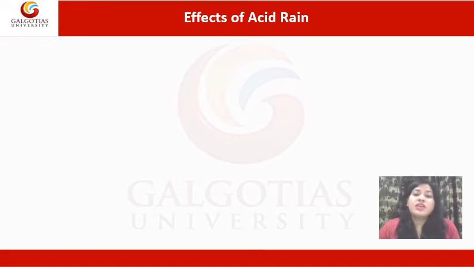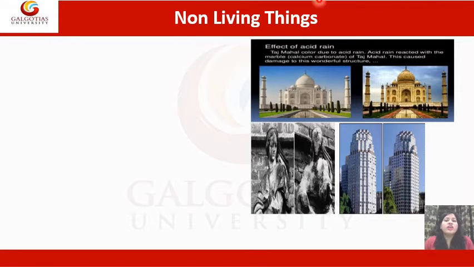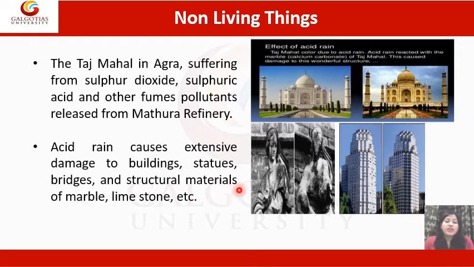Now we discuss the effect of acid rain on the non-living, living, and on the soil. First, we discuss non-living things. The Taj Mahal in Agra is suffering from sulfur dioxide, sulfuric acid, and other fumes and pollutants released from the Mathura refinery. Acid rain can cause extensive damage to buildings, statues, bridges, and structural materials of marble, limestone, etc.